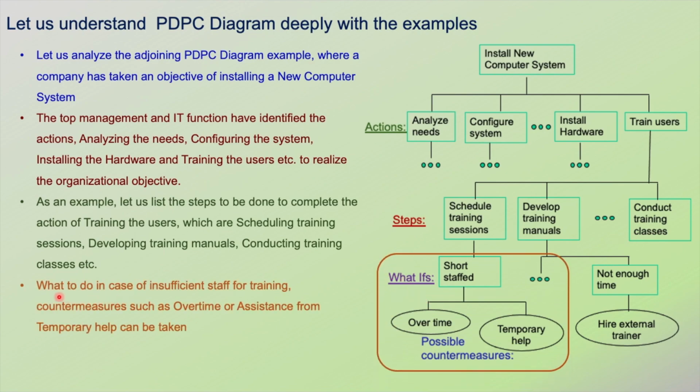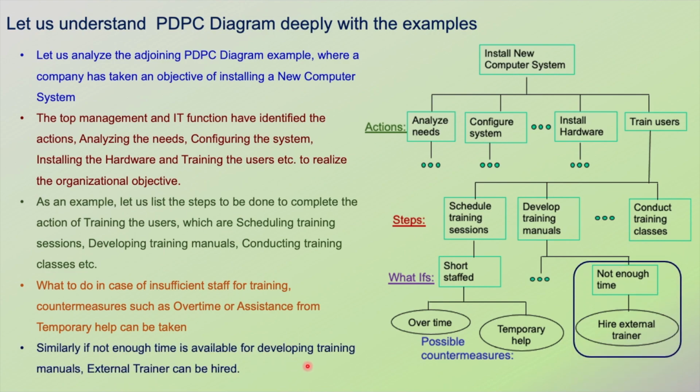Okay. What to do in case of insufficient staff for training? Okay, so suppose the staff is insufficient. What could be the countermeasures? Overtime or assistance from temporary help. So these are all the possible countermeasures. So if this problem happens, we can overcome that either by giving overtime or taking the help from the temporary staff. So these are all the essential things of a PDPC diagram.